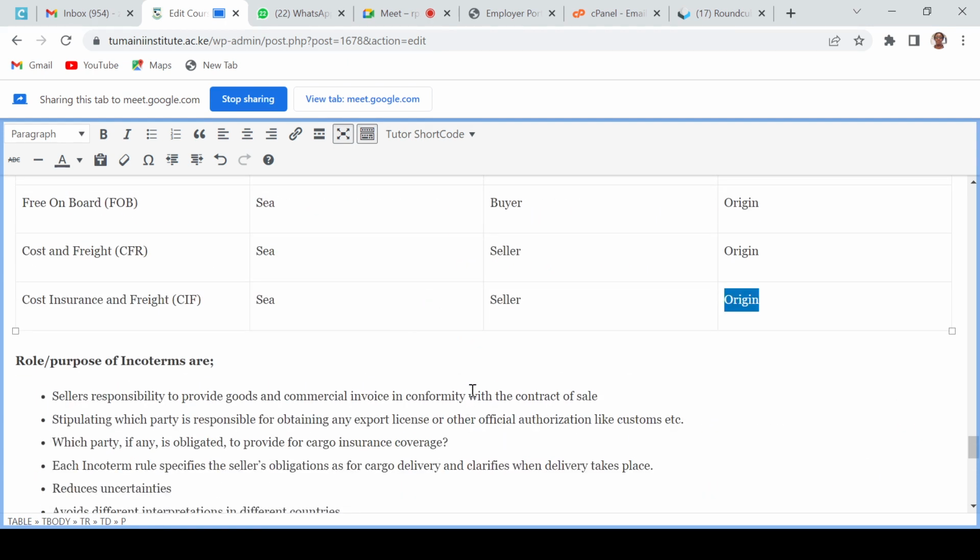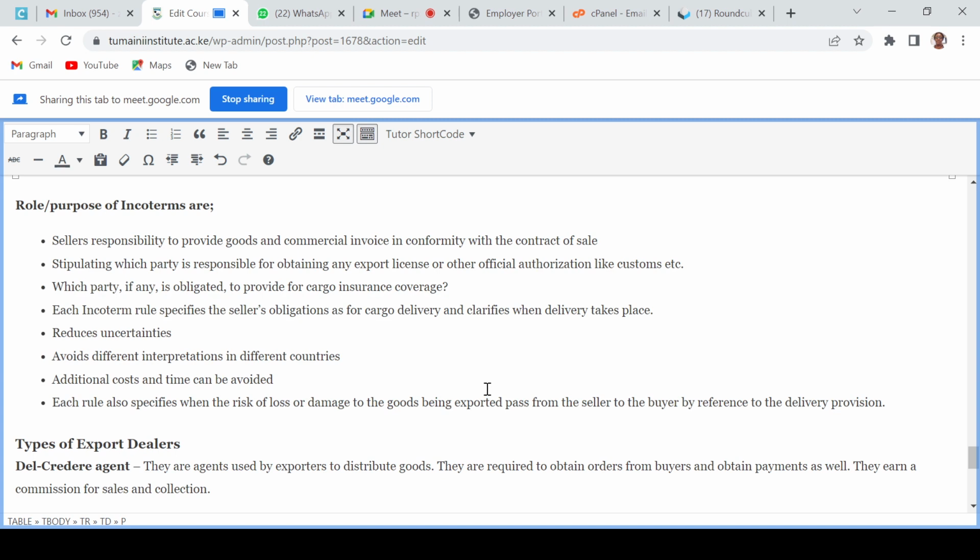So the role or purpose of Incoterms hapo chini, I think what do we said? They outline the responsibility of the seller. They outline the responsibility of the buyer, right? They also ensure that we do not have different interpretations. So they unify the export credit for all countries in the world.